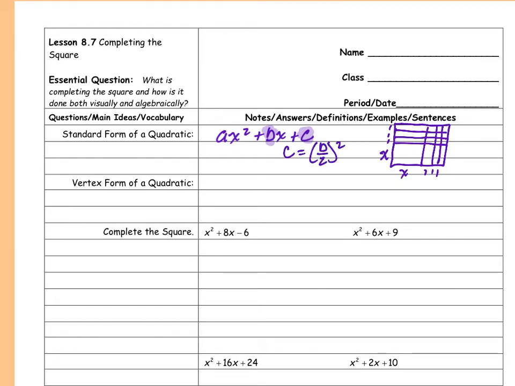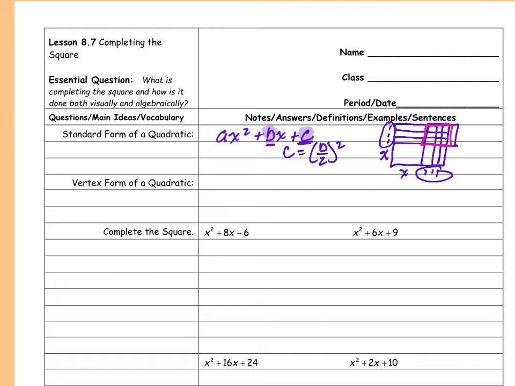So how do I find this number here? Well, I take the middle number, I divide it by 2, and I square it. I divide it by 2. That's how I get this 3 on each side, right? And then I square it, and that's how you get these 9 boxes here. So I take 6, divide it by 2, get 3. 3 squared is 9. It gives me those 9 boxes. So that's just a quick review of what we did.